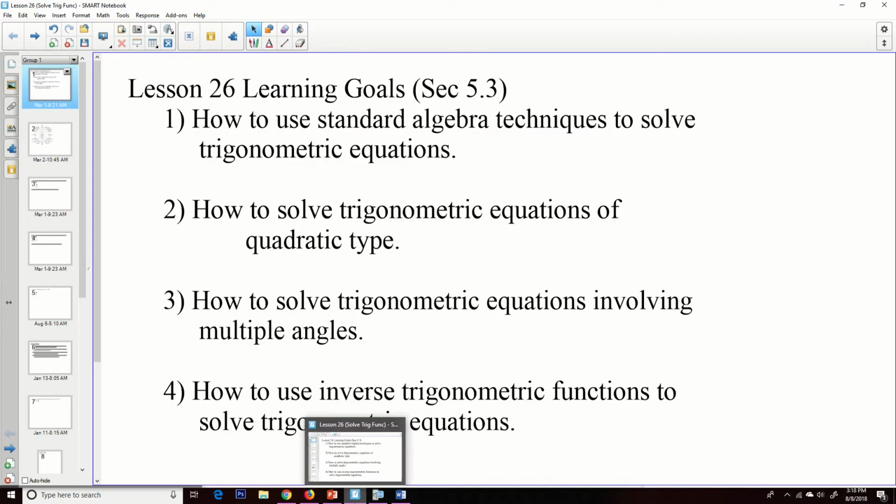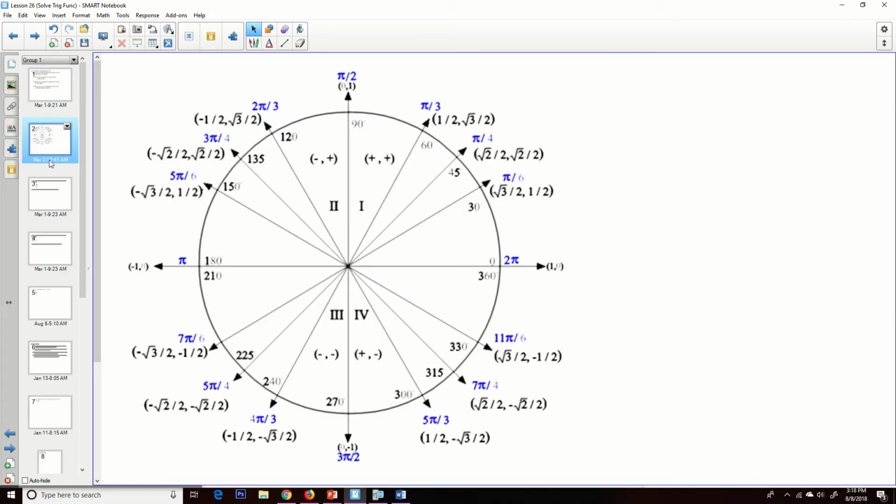So we have some learning goals today. Today we're going to use standard algebra techniques to solve trigonometric equations. We're going to solve trigonometric equations of quadratic type. We're going to solve trigonometric equations involving multiple angles, and we're going to use inverse trig functions to solve trigonometric equations. As always, we have to keep in mind the unit circle.